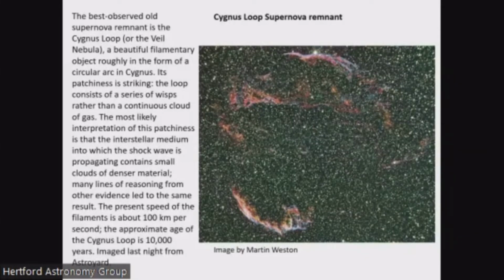so not necessarily visible. I've just put a little blurb there about how it's the best observed old supernova remnant in the Cygnus Loop. And you can see the filaments of the material that's been thrown off when the star exploded. There's a little bit of information there about not being able to see all the material because some of the clouds are denser and you can't see through them. So the Cygnus Loop is a supernova remnant from about 10,000 years ago, so that's quite a time. And the filaments are moving out at about 100 kilometers per second, so it's moving quite fast.